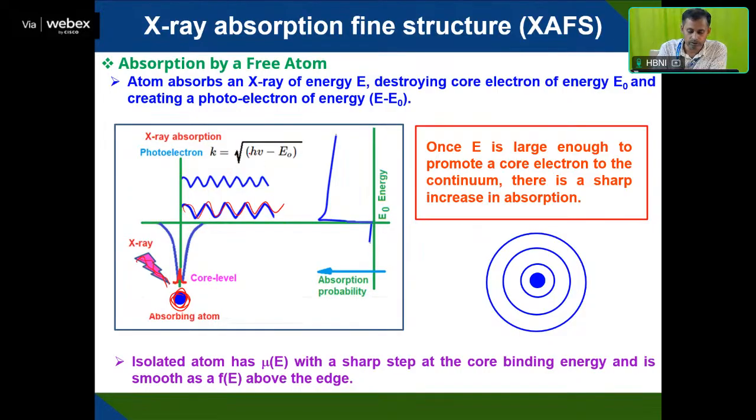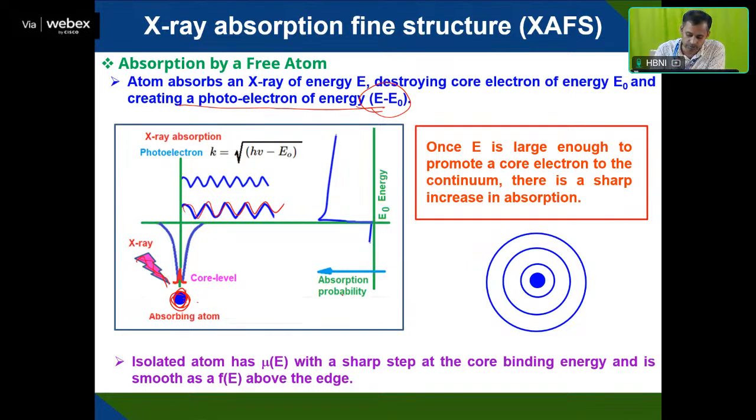So here, K in that equation describes this wave pattern generation. The atom absorbs the X-ray energy E, destroying the core electron of energy E0 and creating a photoelectron of energy E minus E0. So it destroys the core state and a new photoelectron is generated with energy E minus E0. That photoelectron wave vector will propagate like this.